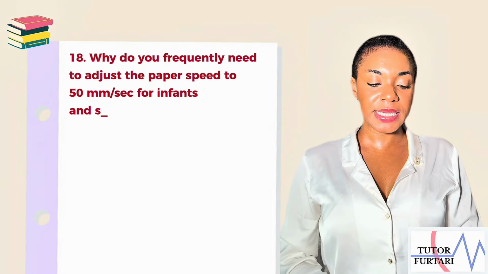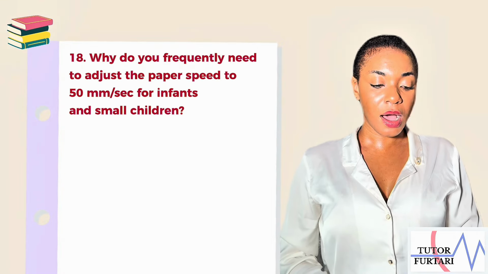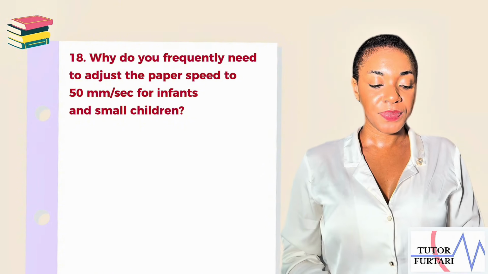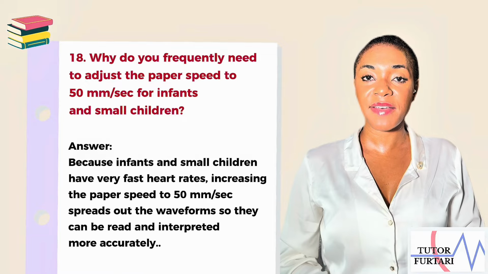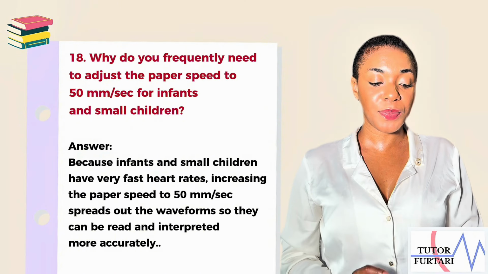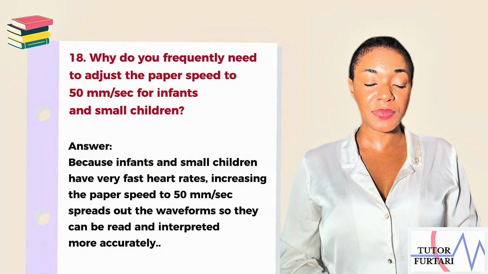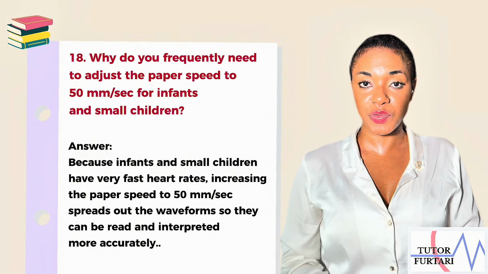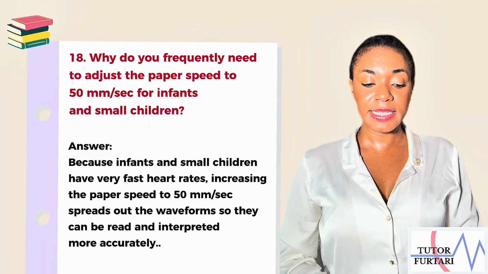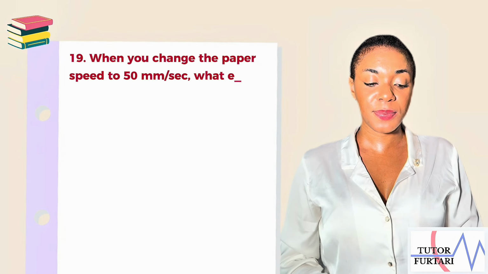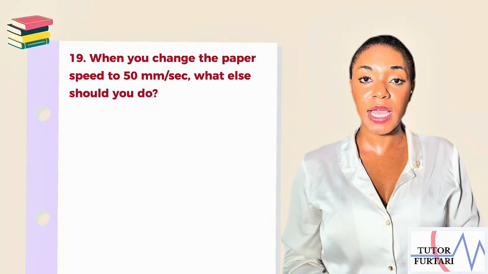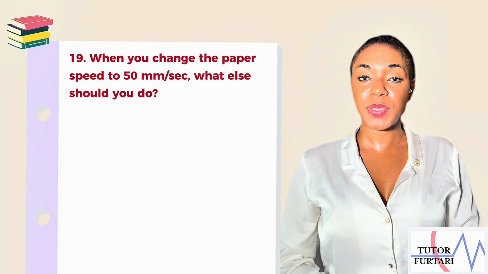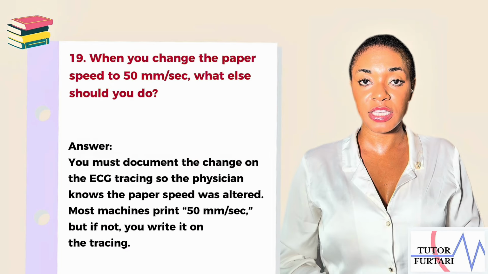18. Why do you frequently need to adjust the proper speed to 50 millimeter per second for infants and small children? The answer is because children have very fast heartbeats, so the paper speed needs to be around 50 millimeter per second to spread out the waveform so they can be read and interpreted accurately. 19. When you change the paper speed to 50 millimeter per second, what else should you do? You must document the change.